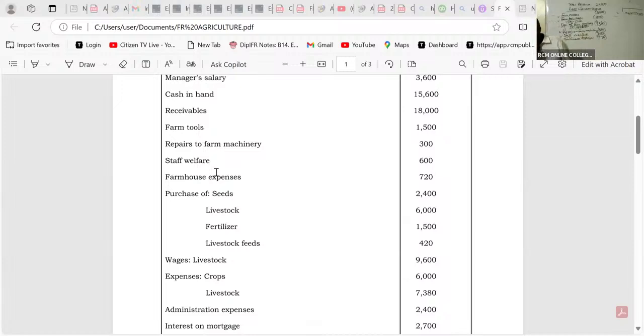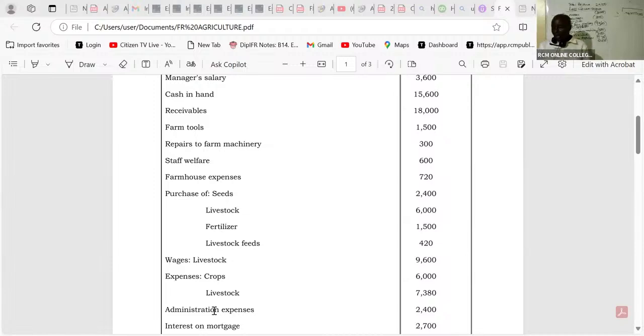After farmhouse expenses, just look around. You can see these are biological farm specific. Wages, you can see they are crop specific. Even these expenses are biological asset specific. But now we have administration expenses. I can see a figure of 2,400.